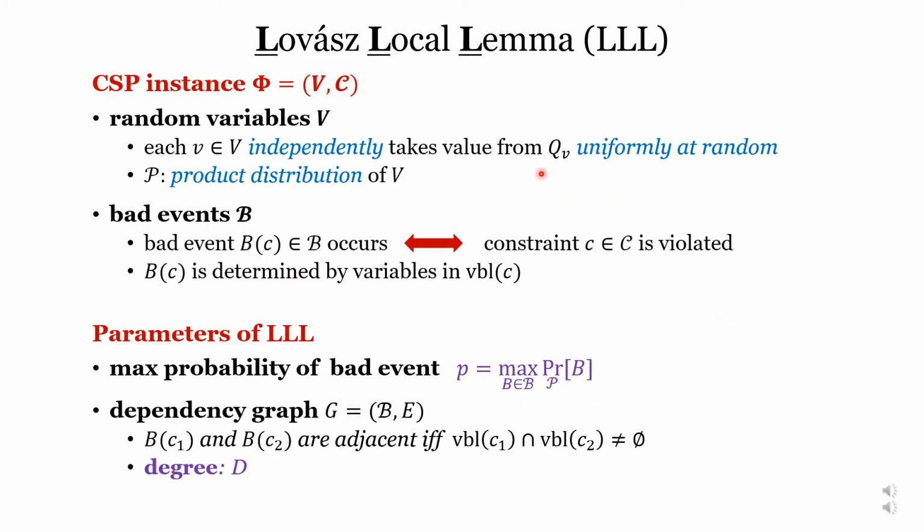A fundamental criterion for the existence of constraint satisfaction solutions is given by the Lovász local lemma. Given a CSP instance phi, let each variable v independently take values from Q_v uniformly at random. Then, each constraint c can be regarded as a bad event B_c, where B_c happens if and only if c is violated. Let p be the maximal probability of the bad events.